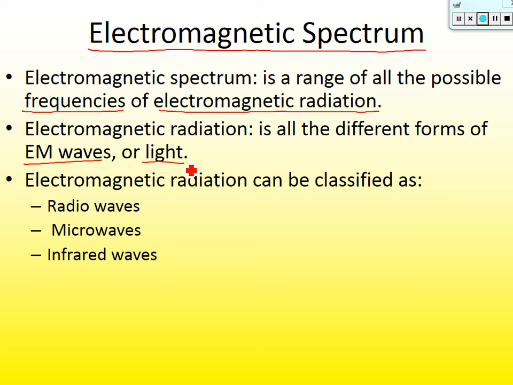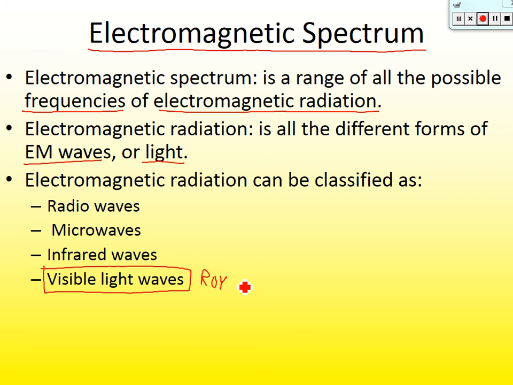There's infrared waves. This clicker or your TV remote uses infrared waves. Light that travels, obviously, at the speed of light. We can't see that light with our eyes though. Okay, the part that we can see with our eyes is called the visible light spectrum, or the visible spectrum. Visible light waves. This would be all of Roy G. Biv.